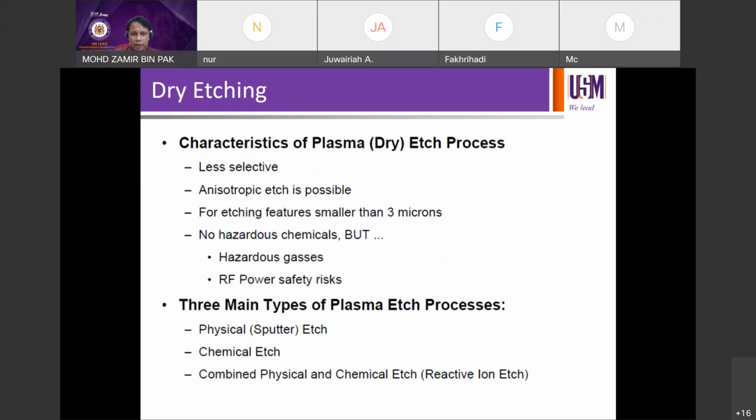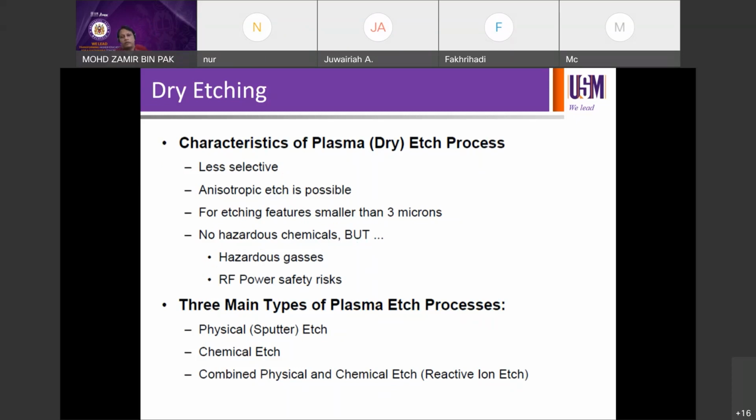So a characteristic of plasma or dry etch is that it is less selective. Anisotropic etch is also possible, and that is mainly the case when you use dry etch, okay. And there are no hazardous chemicals like TMAH, KOH, NaOH, HF, like what we discussed before in the wet etch, but it poses some other risk or hazards due to the usage of plasma.